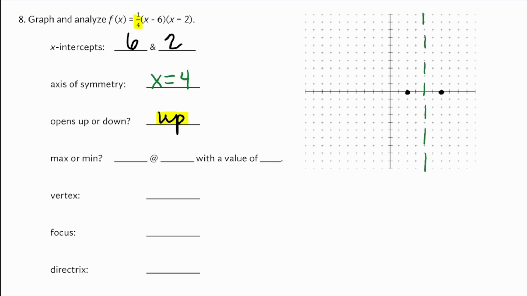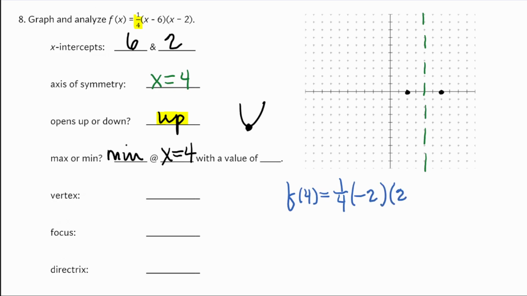All right. Because it opens up, it's going to have a minimum right there at x equals 4, right at the x coordinate of the vertex, which happens to be on the axis of symmetry, with a value of, I don't know, we're going to have to find that out. Maybe go over to the side here and say, when x equals 4, f of 4 is equal to 1/4 of 4 minus 6 times 4 minus 2. And that's going to be negative 1. Okay, so f of 4 equals negative 1. We've got a point here.